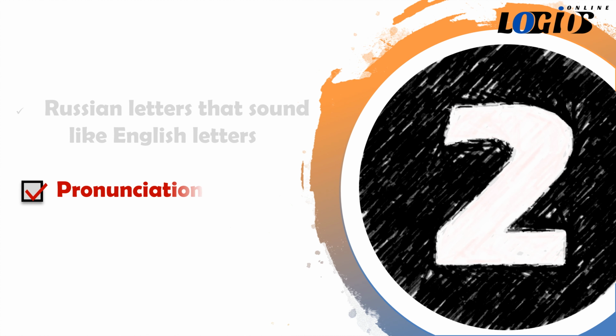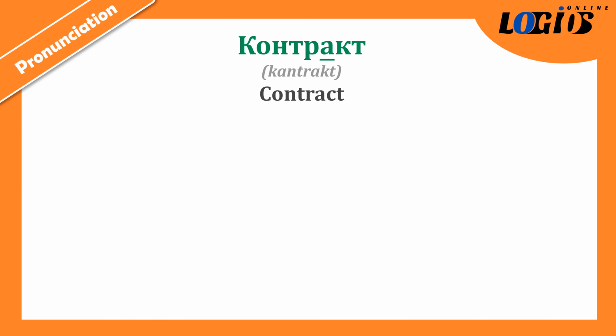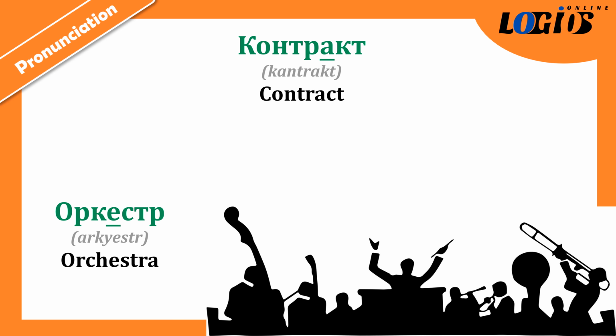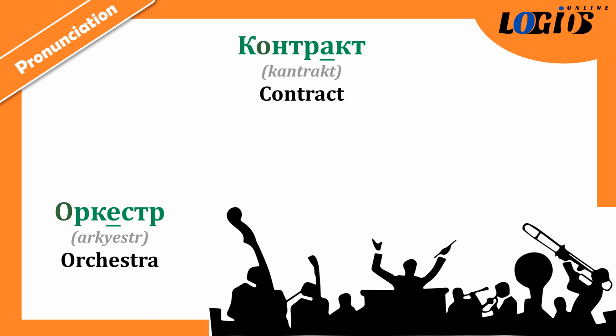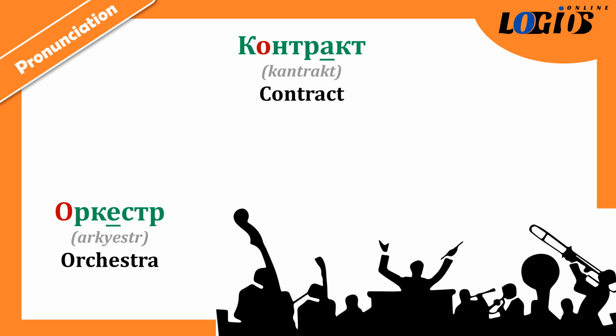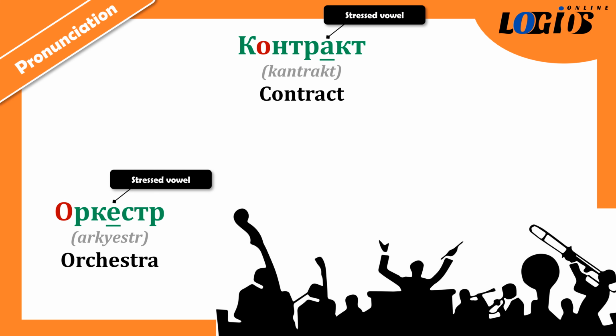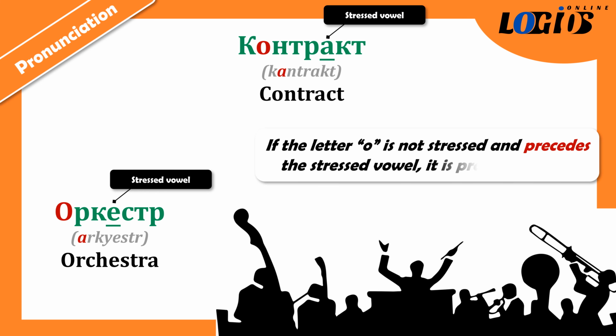And now we're going to learn a new one with the words contract, a contract, and orchestra. In these two words, the letter O is not stressed. And this time, it comes before the stressed vowel, not after. So in that case, if the letter O is not stressed and comes before the stressed vowel, it will be pronounced A. Contract, orchestra.